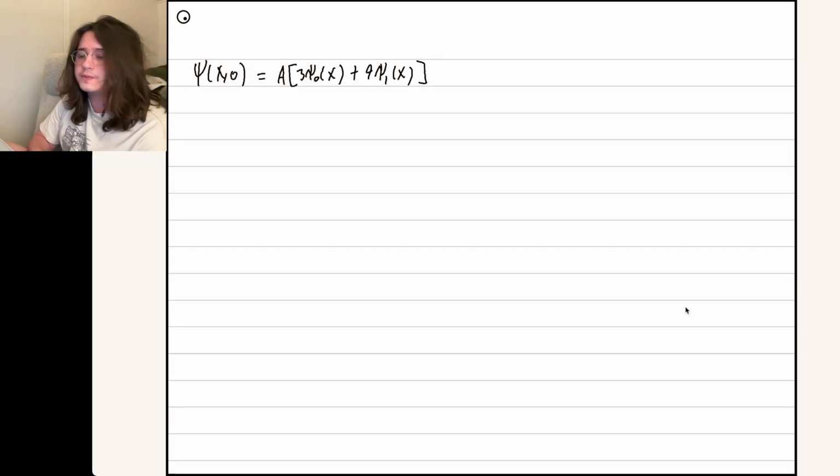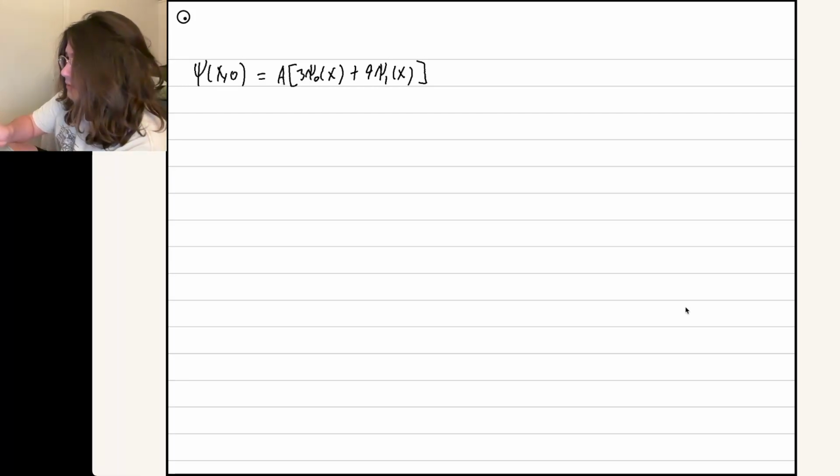Alright, silly people, here's the situation. We have a time-independent wave function, psi of x and 0, that we are going to normalize and then evolve in time, and then find expectation values of position and momentum, and also discuss Ehrenfest's theorem. So let's get to it.